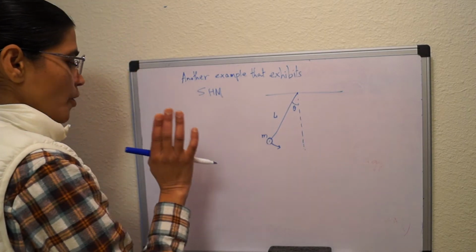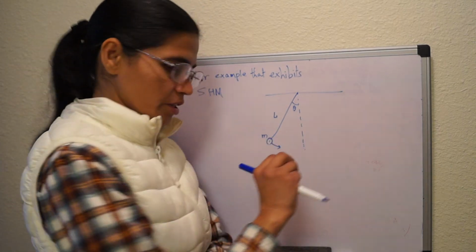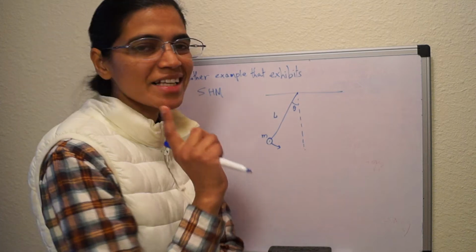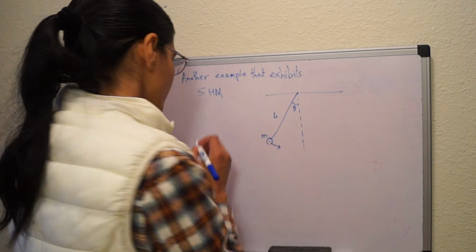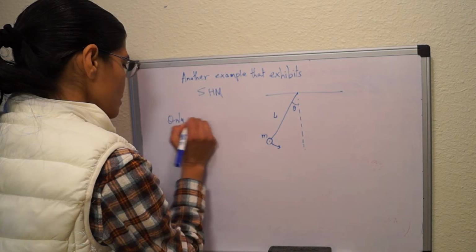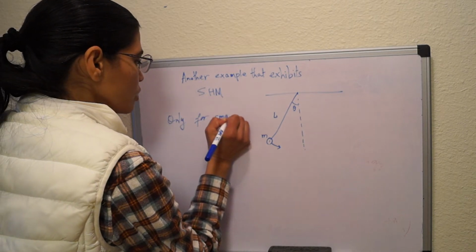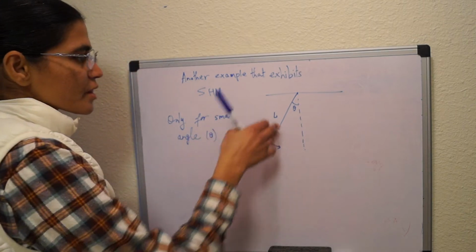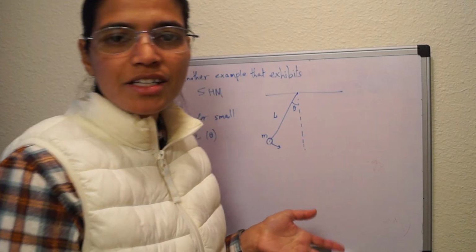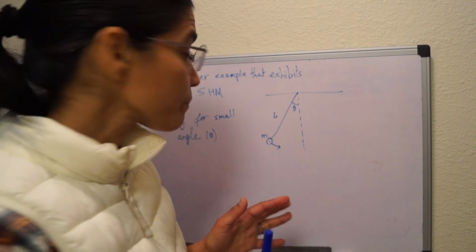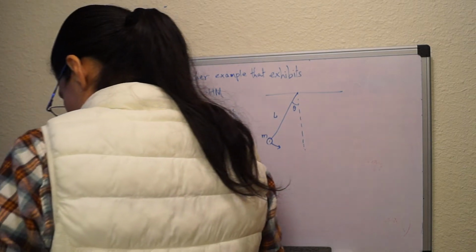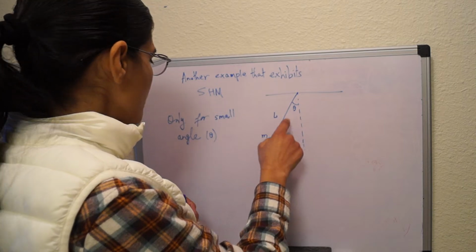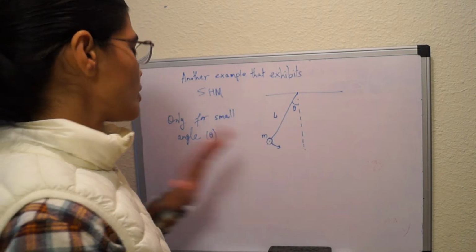However, this is very important. In real life, this simple pendulum exhibits simple harmonic motion only for a small angle. If theta is very large, then it is no longer simple harmonic motion. But if there is a small angle displacement, then it exhibits simple harmonic motion.